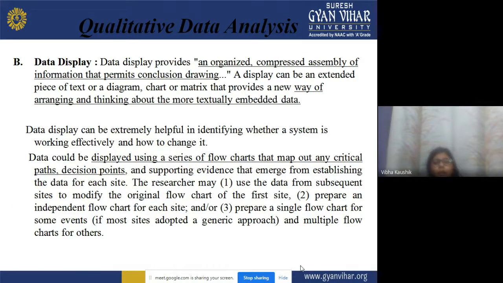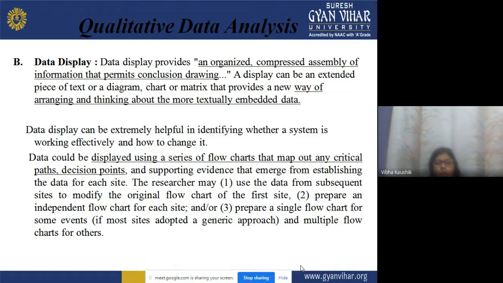Now, the second one in qualitative data analysis is data display: how you are displaying your data. Data display provides an organized, properly ordered, compressed assembly of information, the way in which information has been presented, that permits conclusion drawing and permits inferences to be drawn from it. A display can be an extended piece of text or a diagram, chart, or matrix.